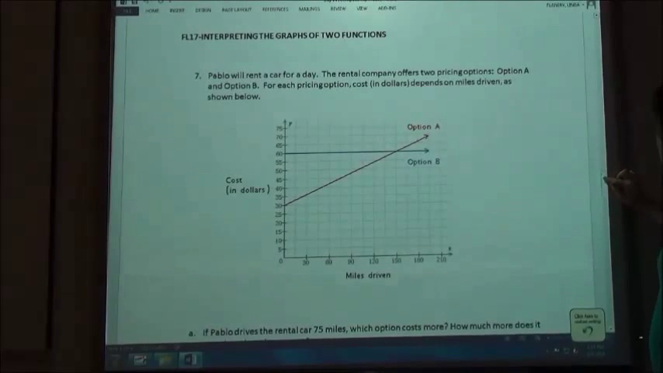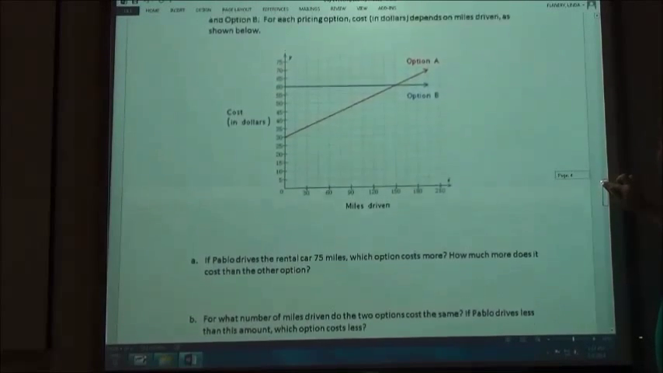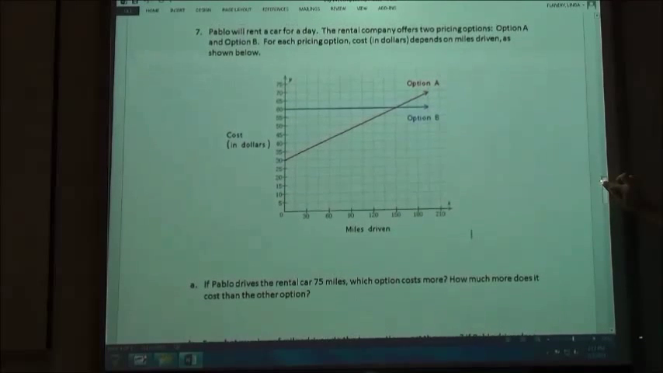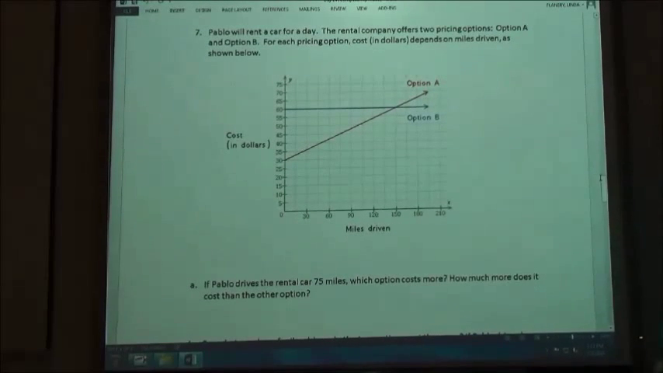The next ones. Oh man, this is too big to fit on the screen. Well, I'll just cut the picture off of it. I'll read it first and then I'll move it up. Pablo will rent a car for a day. The rental company offers two pricing options, option A and option B. For each pricing option, cost in dollars depends on miles driven as shown below.